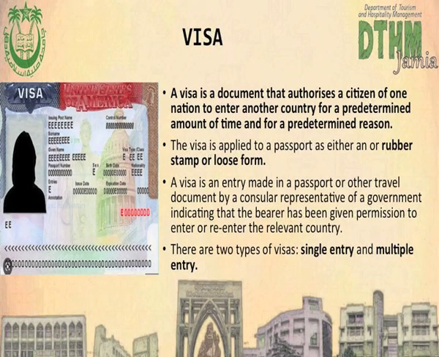Let us talk about visa, which is the second most important document required to travel abroad. A visa is a document that authorizes a citizen of one nation to enter another country for a predetermined amount of time and for a predetermined reason. The visa is applied to a passport as either an ink or rubber stamp. As a result, the passport may be submitted at the time the visa application is made. Some nations give visas in loose format rather than having them stamped into the traveller's passport. In this instance, the passport contains no entry.